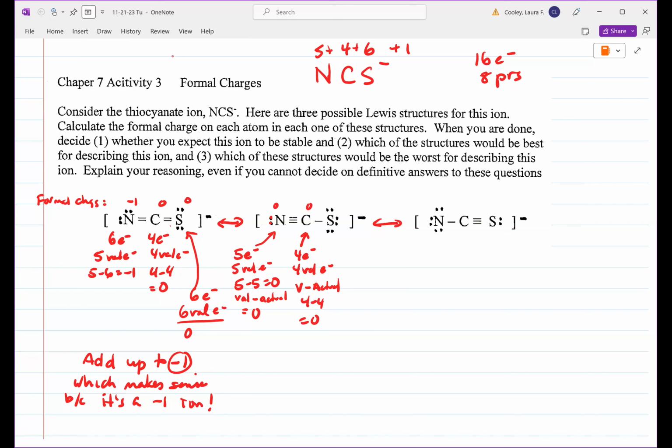So what is the sulfur going to have to be here? It's going to have to be -1 because we know the charge on the whole thing is -1. So if you go 1, 2, 3, 4, 5, 6, and then 1 from the bond, that's 7 electrons. Sulfur has 6 valence electrons.